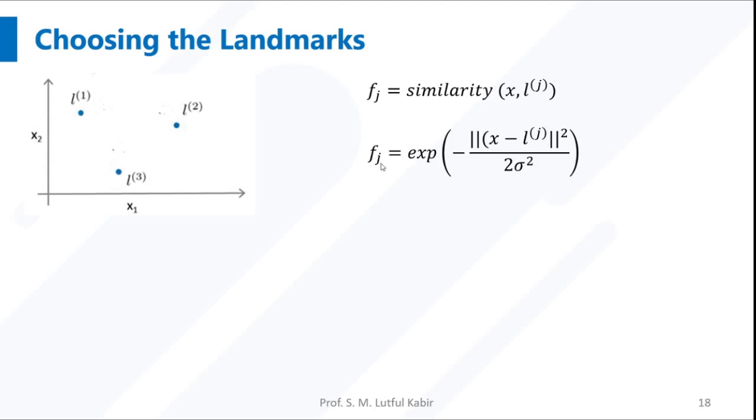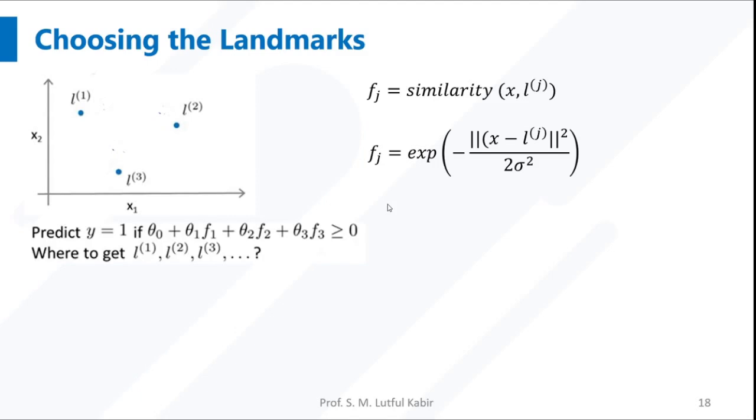Similarly, F1, F2, F3, where j is 1, 2, 3, are the three quantities for F. So these three quantities constitute a vector that is called the new feature vector. Previously, x was a single feature which is also a vector, but now F is the vector converted with the kernel. So we'll predict y equal to 1 if theta 0 plus theta 1 f1 plus theta 2 f2 plus theta 3 f3 is greater than or equal to 0.